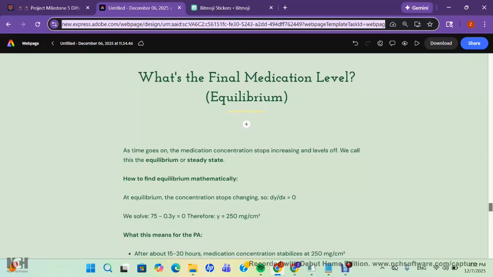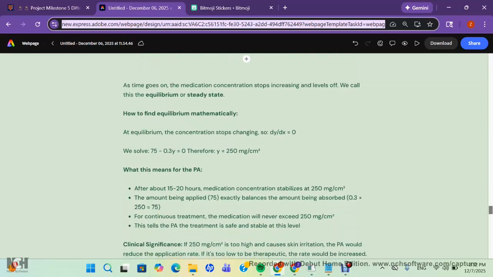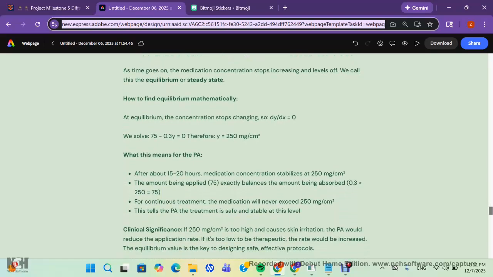So let me talk about the equilibrium, the steady state where the medication concentration stops changing and the levels are off. To find the equilibrium mathematically, I set dy over dx equal to 0, because at the equilibrium there is no more change. So 75 minus 0.3y equals 0. We're solving for y: 0.3y equals 75, and then y will equal 250 milligrams per centimeter squared.